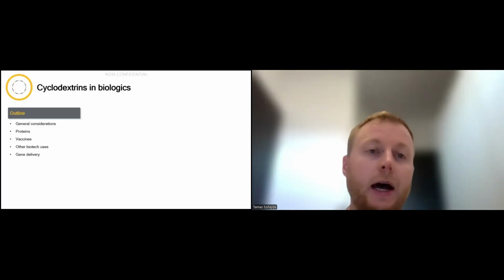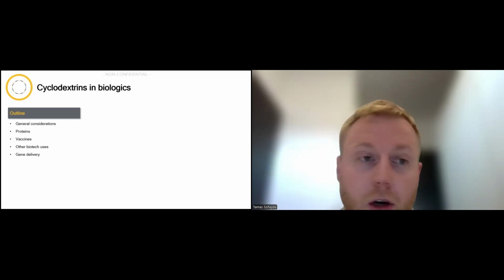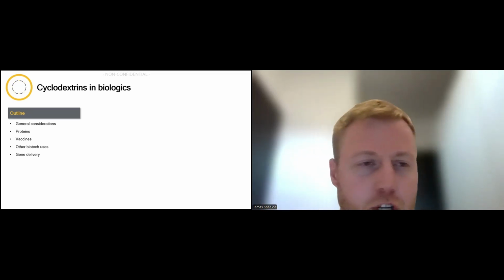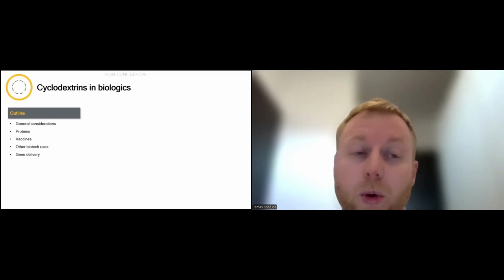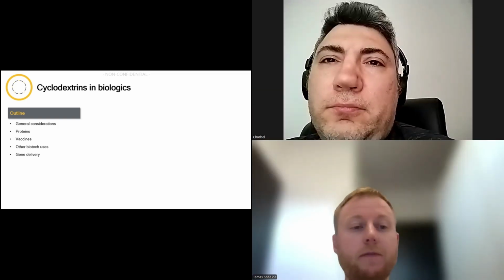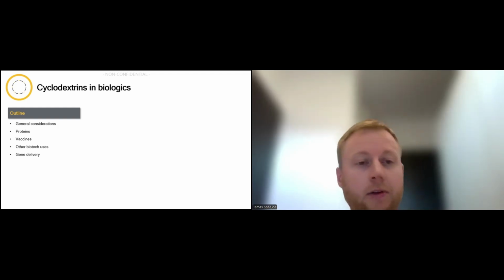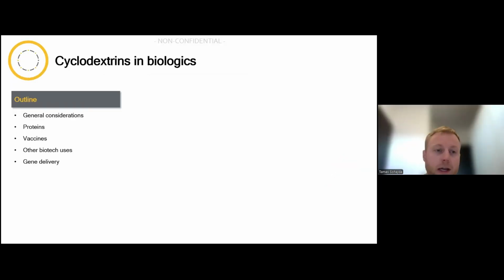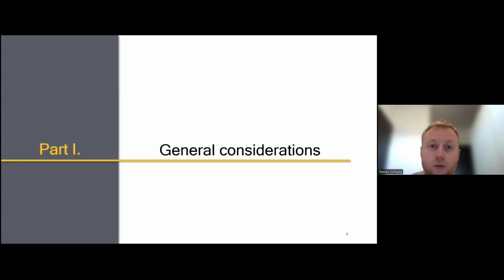So, today's agenda: what kind of biologic formulations we'll talk about with cyclodextrins. After a very basic overview of what cyclodextrins are and how they are used, we'll see how they are used in proteins, in vaccines, in other biotech uses, and in gene delivery. I'll try to show you as many commercial examples as are available. We must say that the use of cyclodextrins in biologic products is still considered an emerging field compared to small molecule formulations, but as you'll see, it contains a lot of opportunities and possibilities and a lot of stuff to do research about.